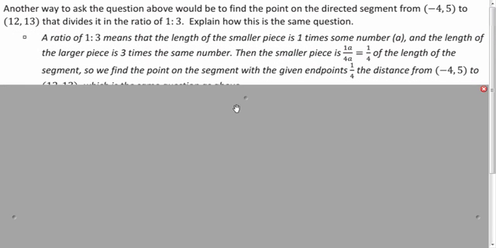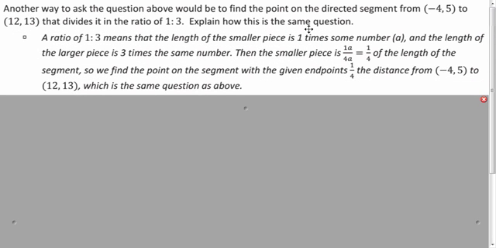Well, in this case, we're looking at parts. In the previous one, 1/4 was a part to a whole. This is a fraction of a part to a part. And so, for example, the smaller piece, we can represent as 1 times some number a. Then the larger piece will be 3 times that same number. So if we look at the ratio of the smaller piece to the entire length of the segment, that would be 1a to 4a, which is just 1/4. So this is really the same problem.